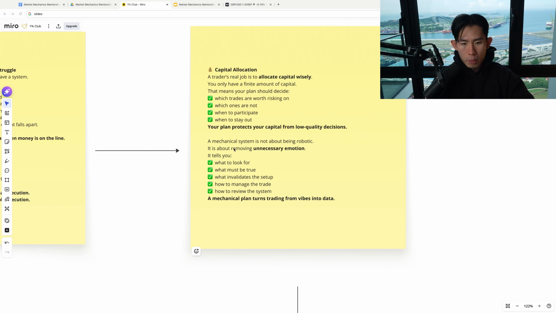Okay? So the purpose of a mechanical trading system is to remove all the discretion from trading. It's to remove all the unnecessary emotion from trading. So that when you're in the heat of the moment, there is no room for guesswork. There is no room for emotion. There is only room for execution according to your trade plan. So what a trading plan does is that it literally gives you the structure, right? So that is what makes it mechanical. It's something that is clearly defined and is measurable and it's repeatable and is scalable.